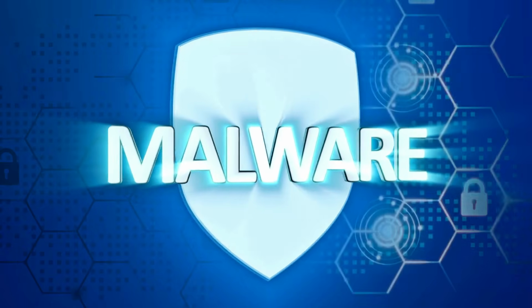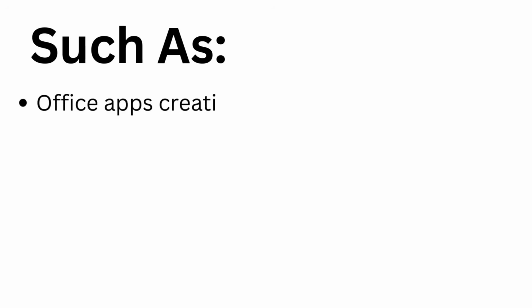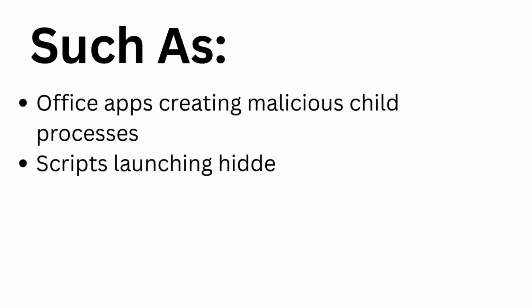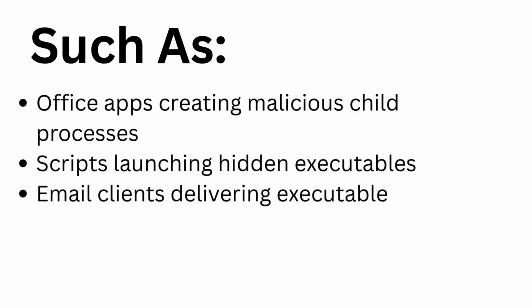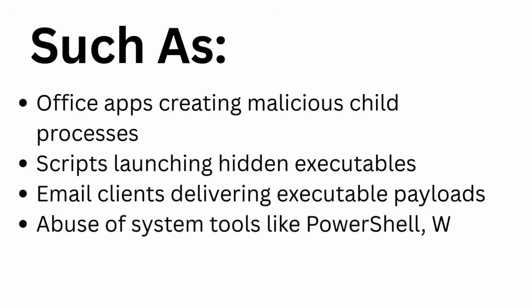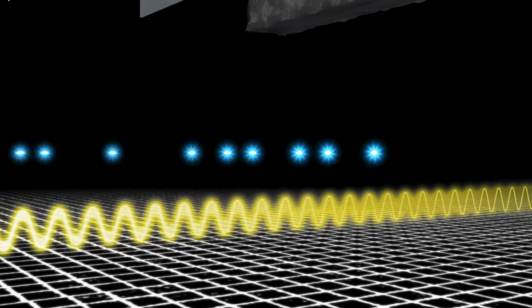Every ASR rule targets a specific behavior commonly abused by malware, such as Office apps creating malicious child processes. Scripts launching hidden executables. Email clients delivering executable payloads. Abuse of system tools like PowerShell, WMI, or command line utilities. Each rule is clearly named and explains exactly what it blocks or monitors, which makes them easier to understand than people think.